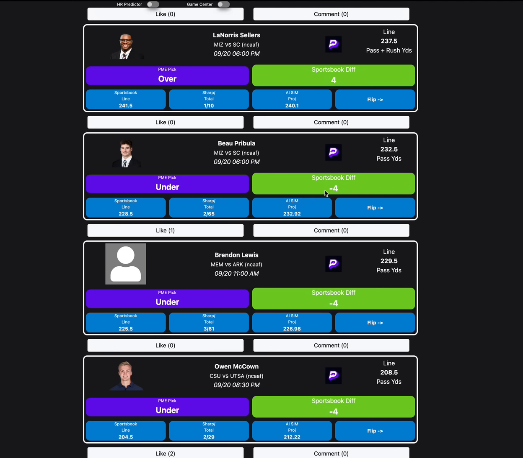Now, if you're one of those people who utilizes Props Made Easy and takes advantage of everything you're getting with it, including the AI Sim projection on every play you make, then Bo would be a fade. Why? Because the sharp books have it at 228.5 among the 2 sharp books, making it a minus 4 sportsbook differential. So if you're basing off value, it's good value on the under 232.5. But if you're taking every data point you have available to you at Props Made Easy, the AI Sim is slightly on the over at 232.9.